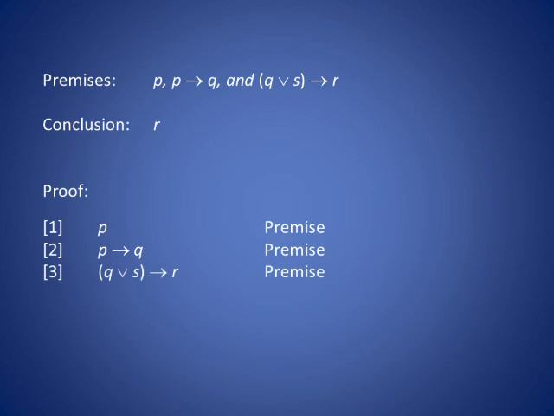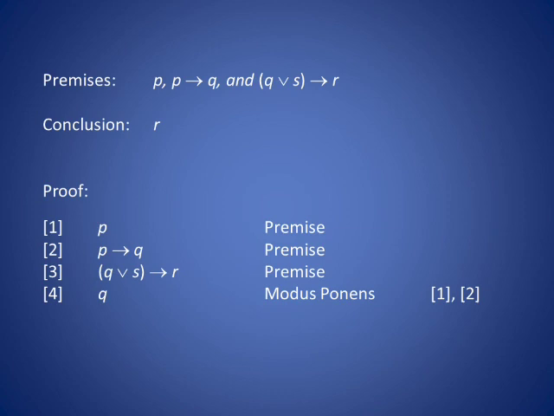Now, we see from the first premise that P is true, and from the second premise, P implies Q. So using our rule Modus Ponens, we can conclude Q. That's line 4: Q is obtained using Modus Ponens from lines 1 and 2.